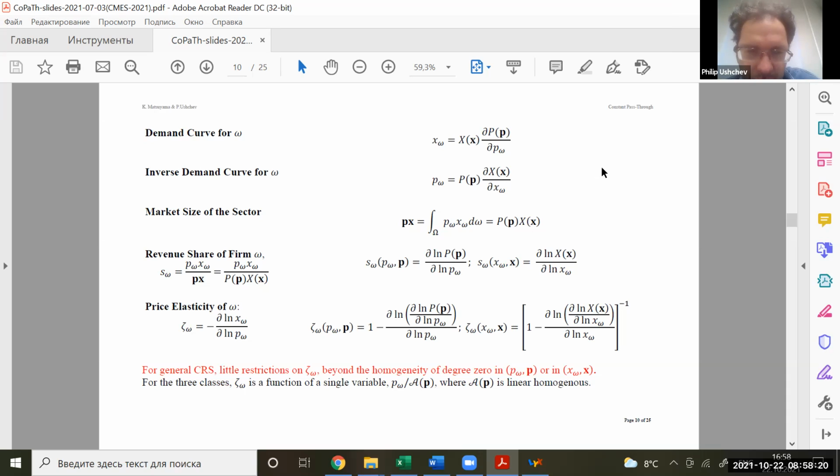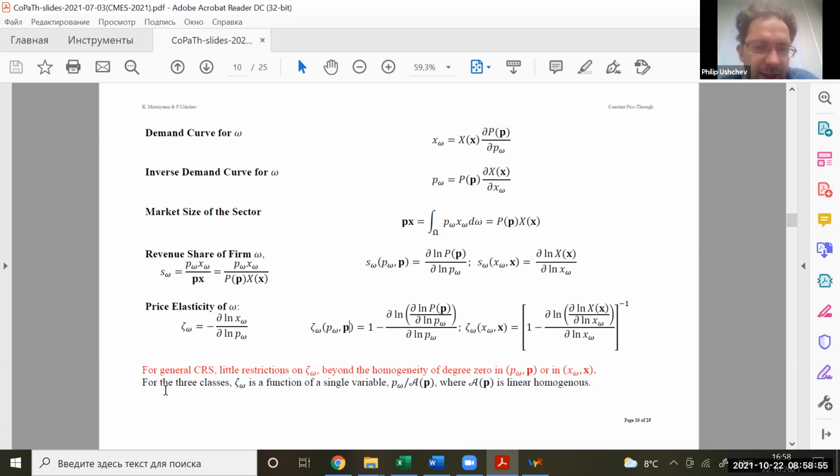Let me skip this for the interest of time. I'll just say here that the key object of interest is the price elasticity of demand, right? Which is a function, the price elasticity of demand for variety omega is a function of the own price of the variety and the whole vector p bold of the prices for other varieties.